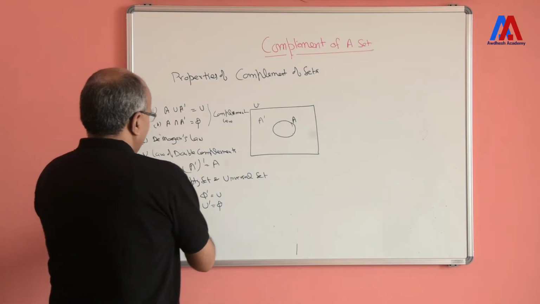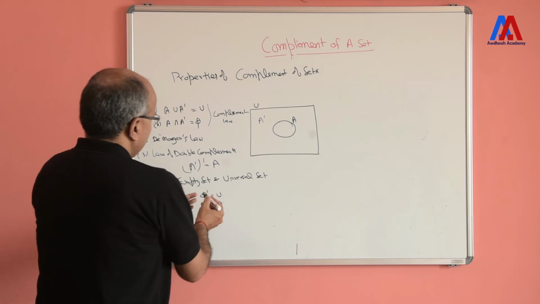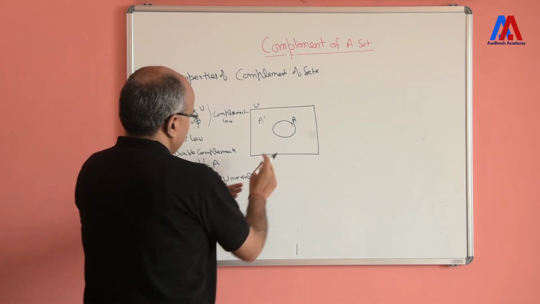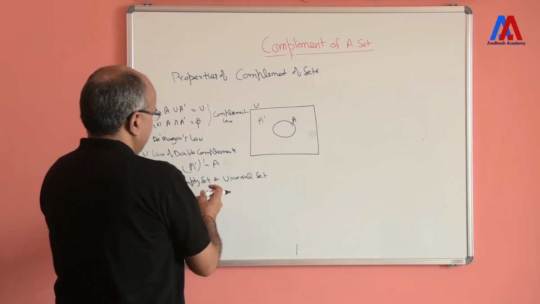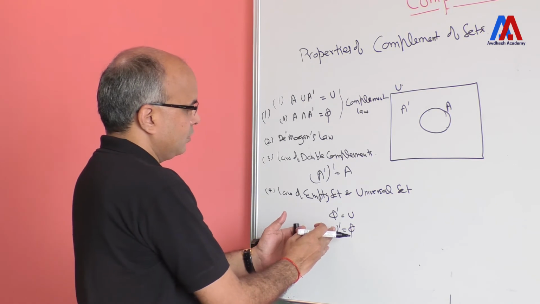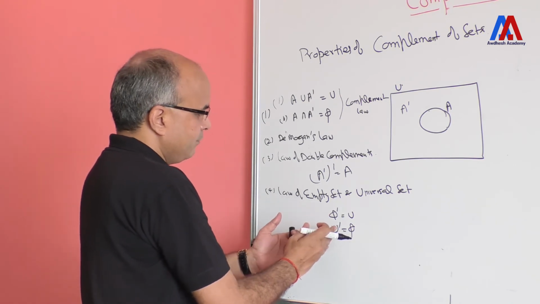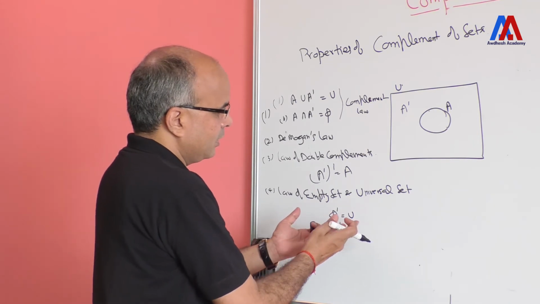The fourth law is the law of empty sets and universal set. This is also very easy to understand because phi dash is equal to U, because phi has no element at all, and therefore if we take the complement of that, it will have all elements of U. In the same way, if we take the complement of U, which already has all the elements, then it is going to be phi, or a null set.